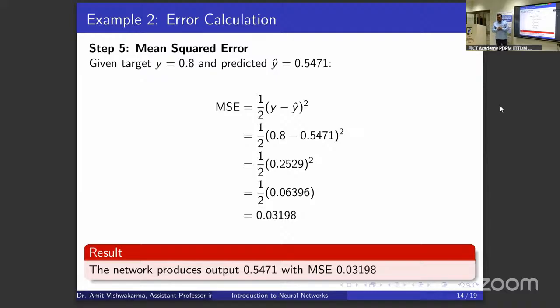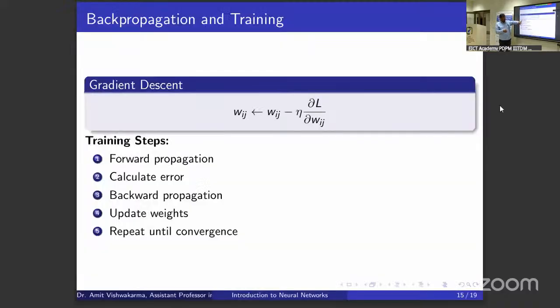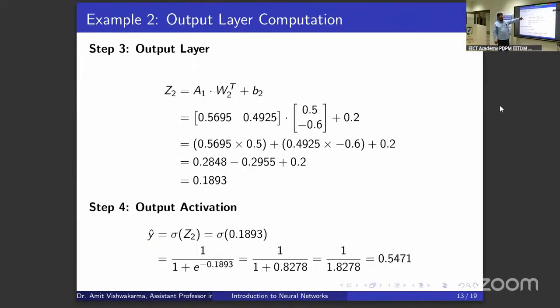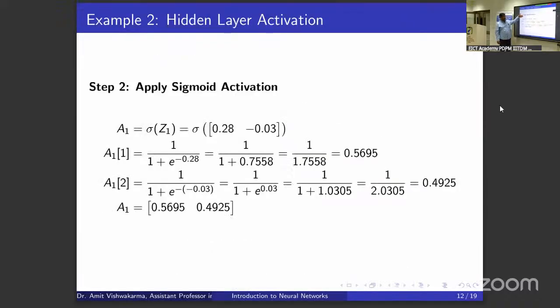Because we just randomly put in the values of W1 and W2, the matrix and the vector. So one way to make this output close to 0.8 is changing the value of W2. Another is changing the value of B2.